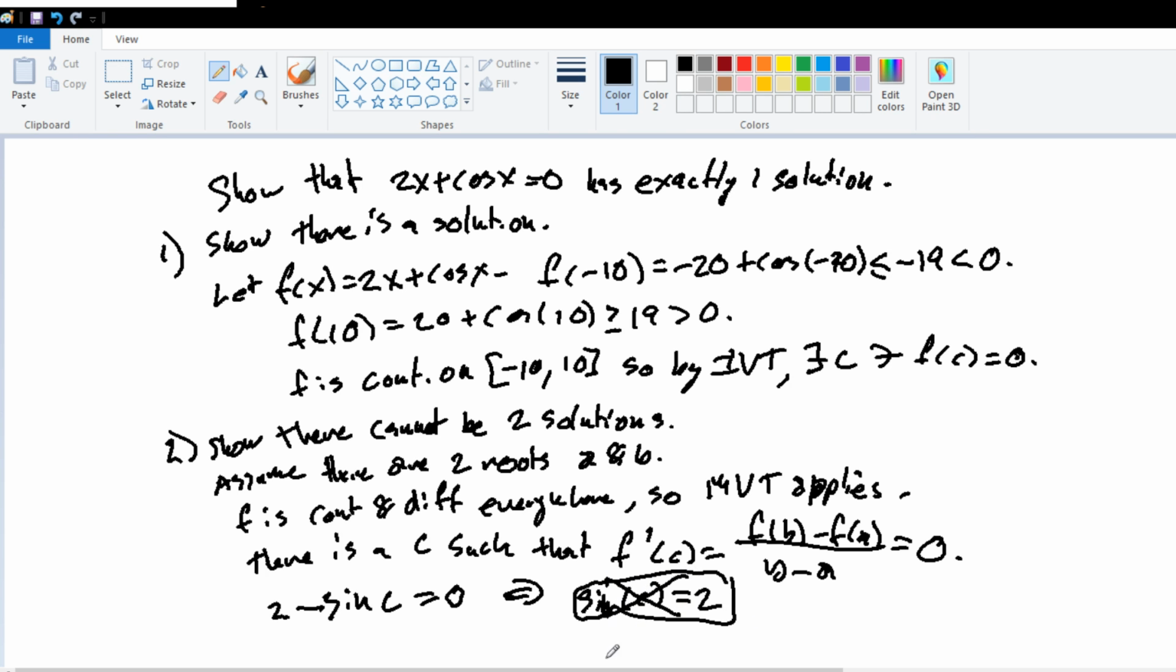This is a contradiction. Now, when we get a contradiction, that means that the last assumption we made had to have been false. Okay, so we go up, and what's the last assumption we made? Well, the only assumption we made is that there are 2 roots. So that's false. So if there can't be 2 roots, that means that at most there's 1. But we already showed that there is 1, so that means at least there's 1. So that means that there's exactly 1. And that proves the problem.